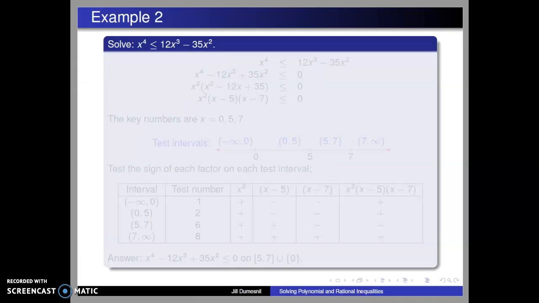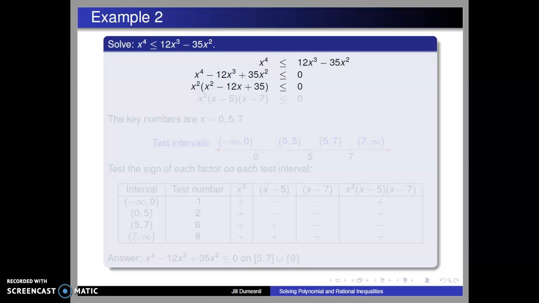Now let's solve the inequality x to the 4th less than or equal to 12x cubed minus 35x squared. Notice that the given inequality does not have the right side equaling 0. We can add or subtract on both sides to produce 0 on the right-hand side. It's difficult to determine when a sum is negative, but relatively easy to determine when a product is negative.